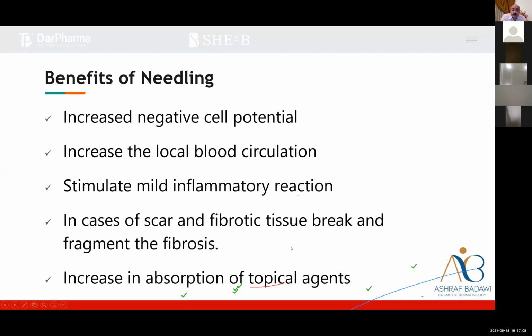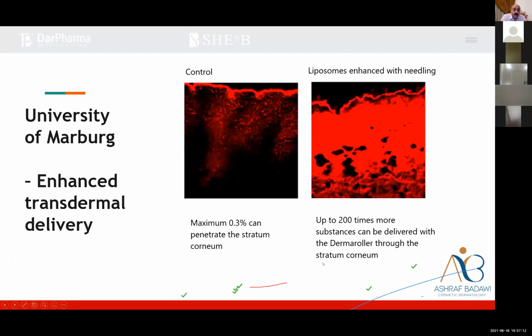And also, it was found that the absorption of topical agents is going to increase, and this was proven in a thesis introduced in the University of Marburg in Germany, where they applied some liposomes on the skin, and they measured the penetration, and they found that maximum can penetrate is 0.3%.